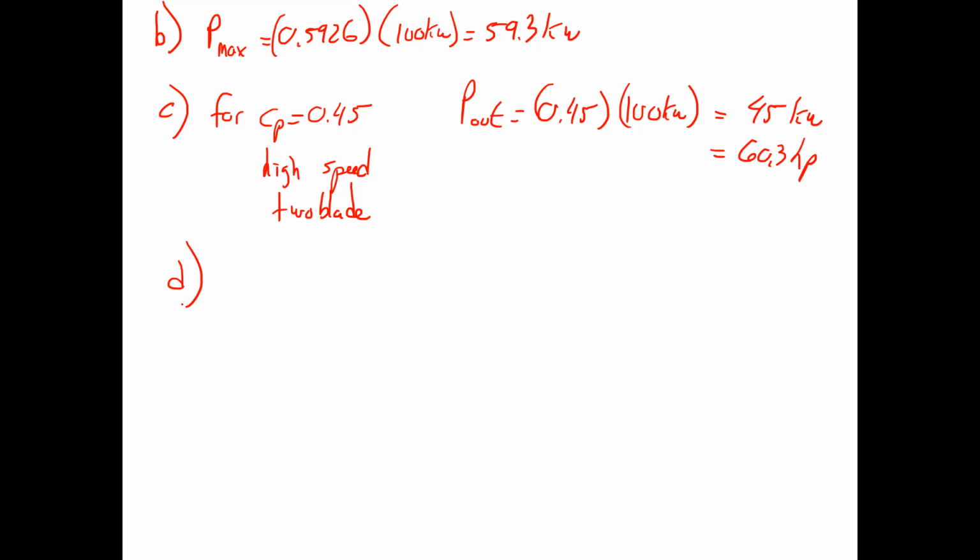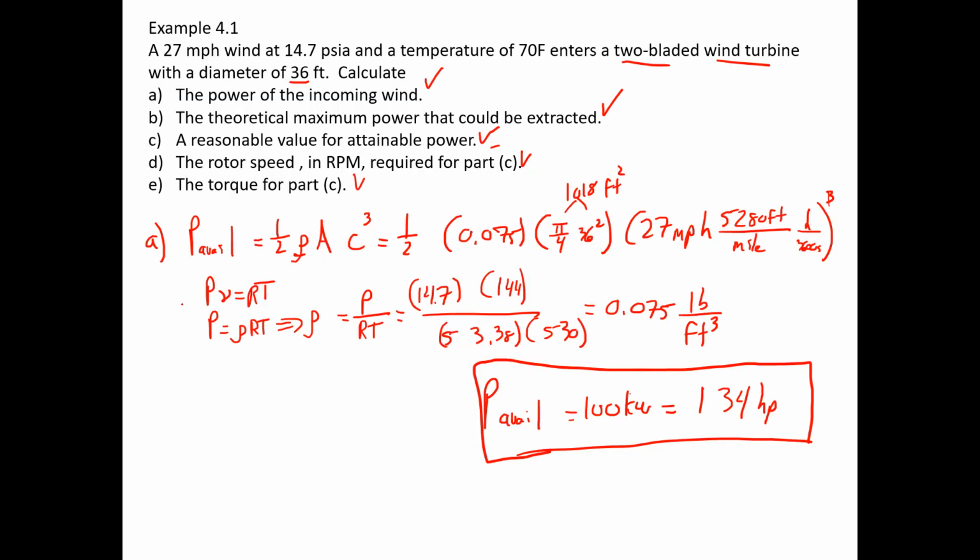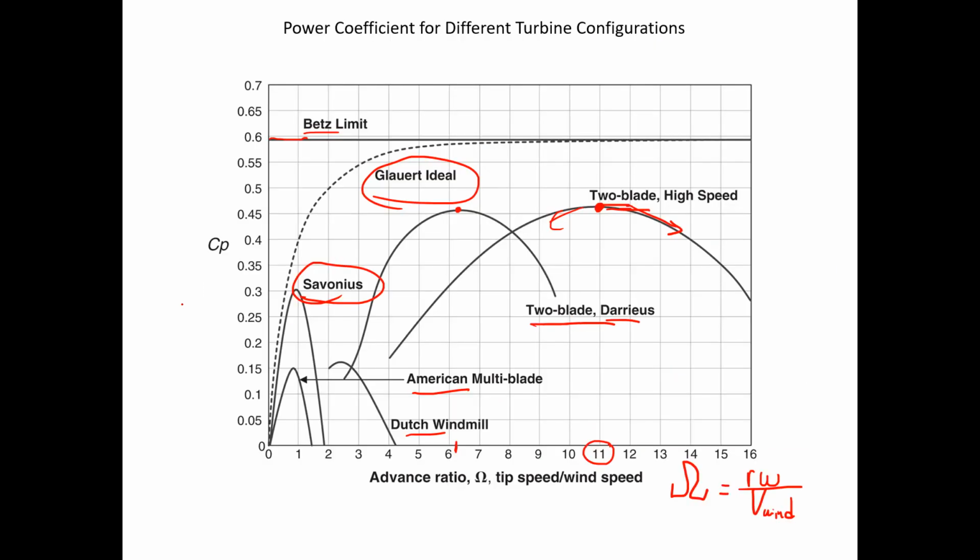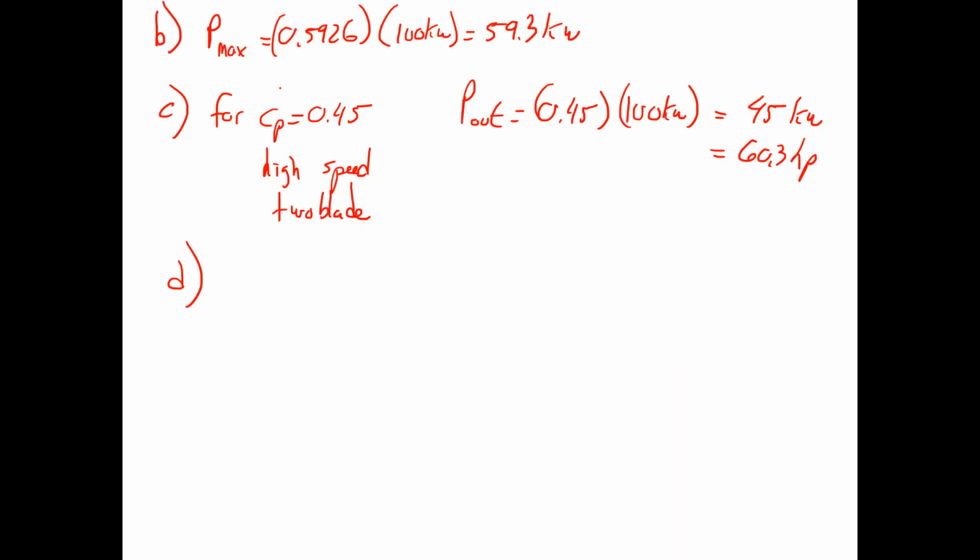Now, part D is asking for the rotor speed in RPM. So if we go back, again, about 0.45 here, 0.46 if you want to be exact. If we go down, we get an advance ratio of 11. So if we come back here, for a power coefficient of 0.45, we have an approximate advance ratio of 11, which is the tangential speed over the wind velocity.